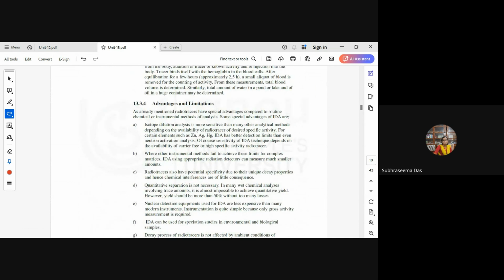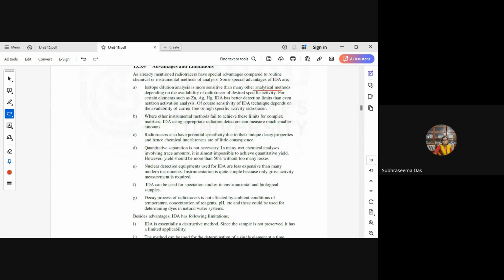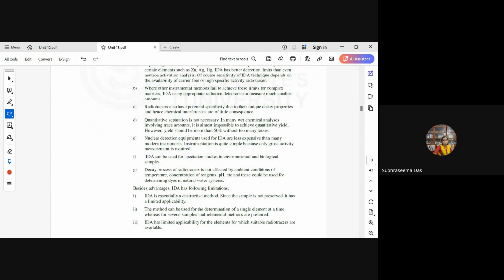So there are certain advantages and limitations of IDA. Some of the special advantages of IDA are: it is more sensitive than any other analytical technique, and it depends on the availability of the radiotracer that we have taken. While other instrumental methods fail to achieve complex limits, IDA uses proper radiation detectors, and it can even measure trace amounts of the complex. Radiotracers have potential specificity due to their unique decay properties, and hence chemical interferences are very little. Quantitative separation is not necessary.